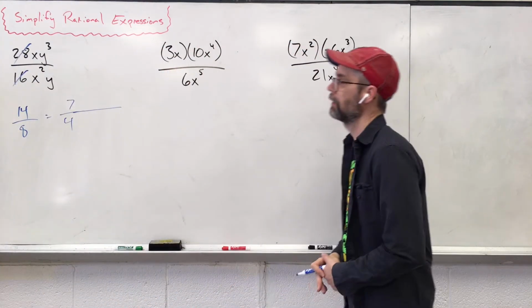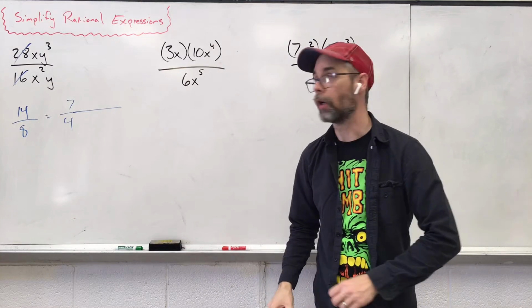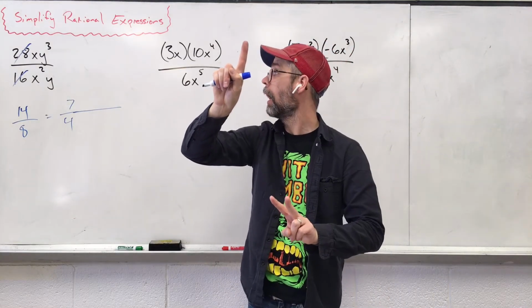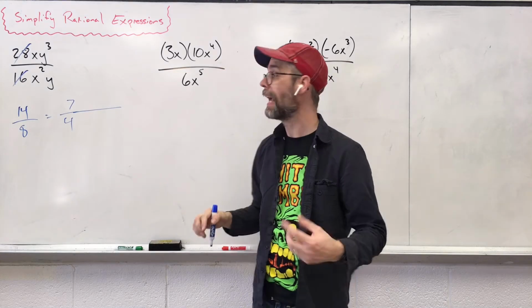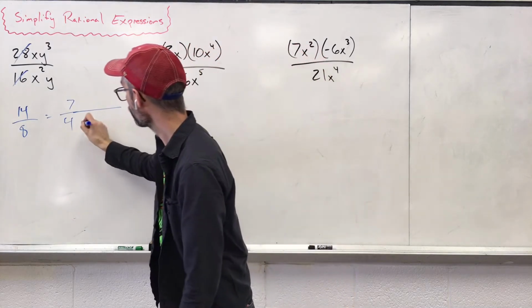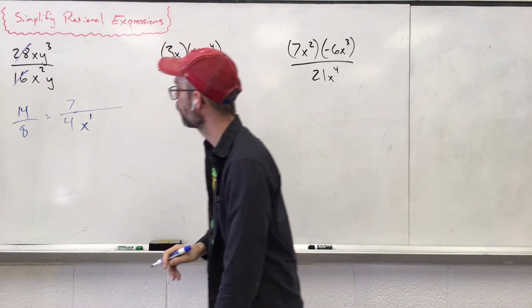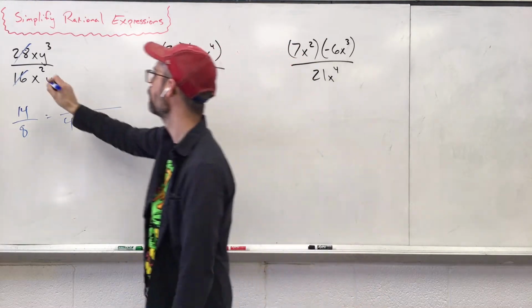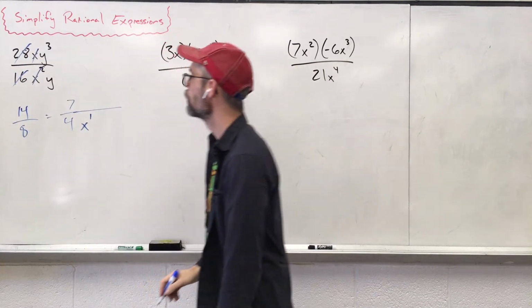Let's take a look at your x's. Where do you have more? I've got one x up top, I have two x's on the bottom. I have more on the bottom. How many extra? I have one extra. That's where your answer is going to go, x to the first. And do you need that exponent of 1? No, but you could leave it there. It's no big deal.